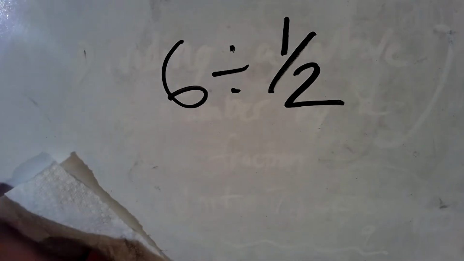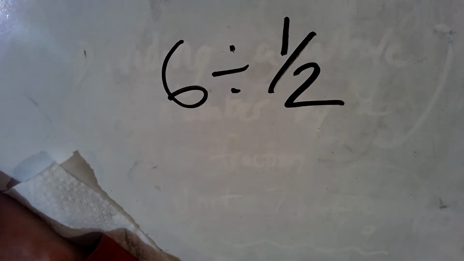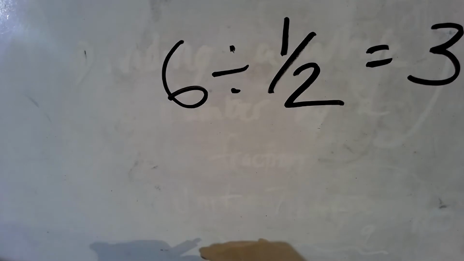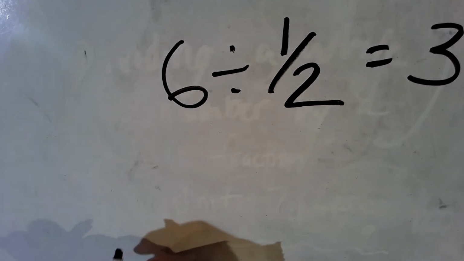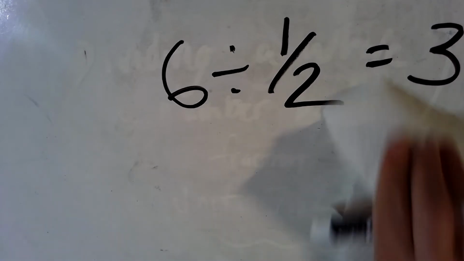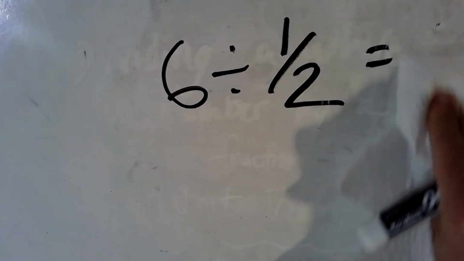For example, 6 divided by 1/2. When I ask my students this every year, usually the kids say that it's 3. They think it equals 3. But we know 6 divided by 2 equals 3. So 6 divided by 1/2 can't also equal 3, can it? It can't. It's not 3.